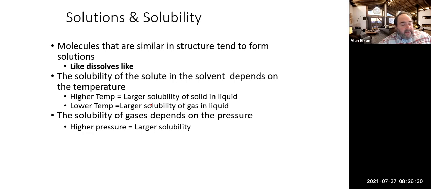Now, temperature, as I just mentioned, does play a pretty good role in terms of the solubility of certain things. So, for example, if you have a solid and you see it's not dissolving in water or something like that, a lot of times you can heat it up a little bit or warm it up a little bit. And what that does is increase the solubility of a lot of substances.